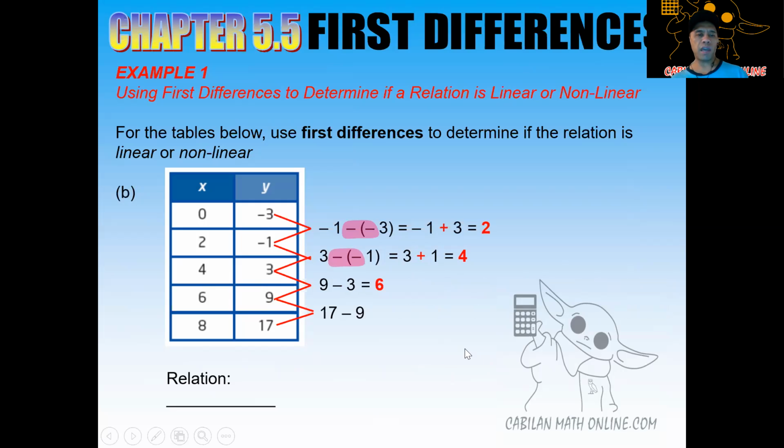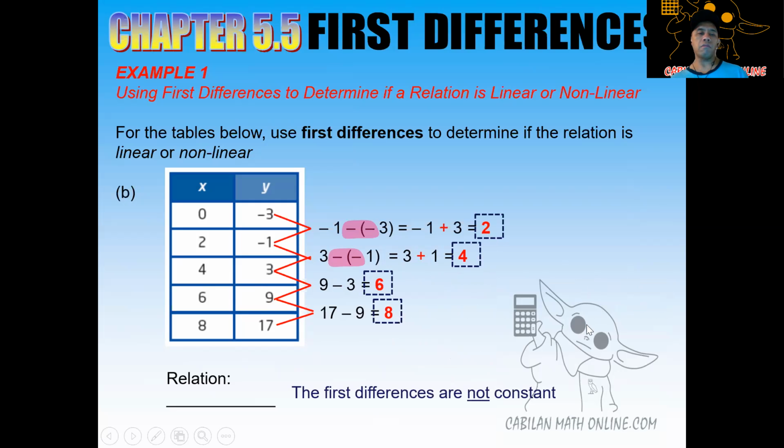And last but not least, we have 9 and 17. We're going to take the 9, subtract it from 17, and it gives me 8. So in this particular example, we have 4 different numbers. Since these numbers here are all different, this tells us that this particular table of values is non-linear. All right, so this is your first example of something that is non-linear.